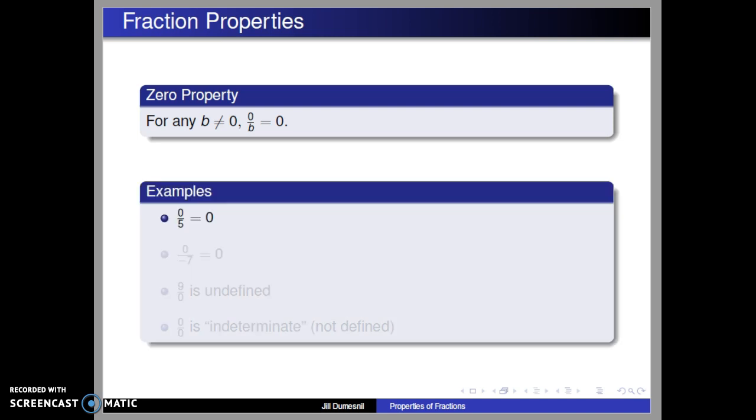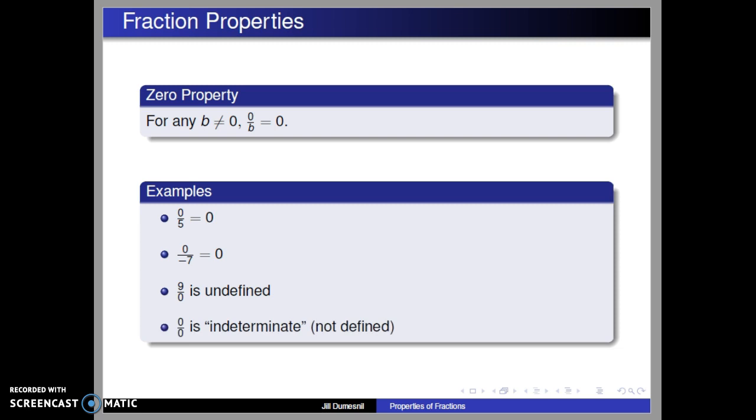For example, 0 over 5 equals 0. Similarly, 0 over negative 7 equals 0. But 9 over 0 is undefined. Remember that 0 has no reciprocal, so division by 0 is always undefined.